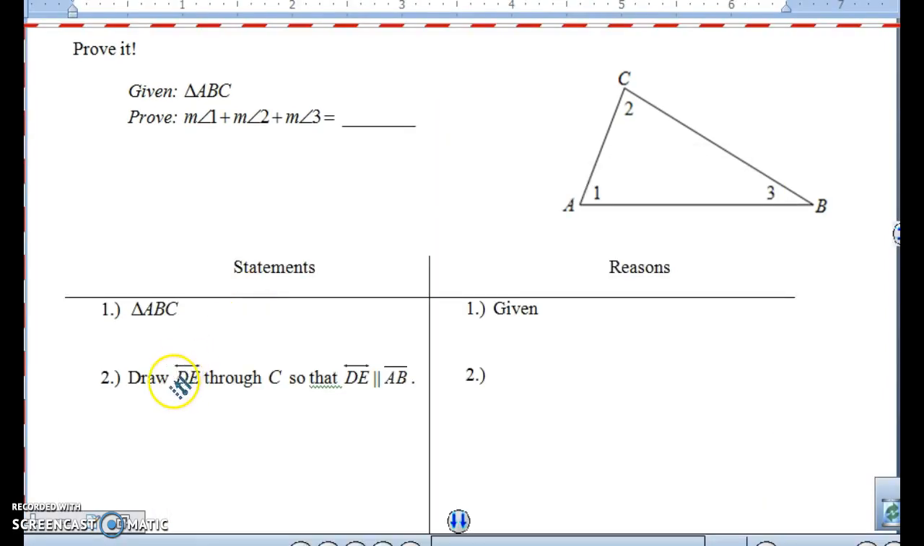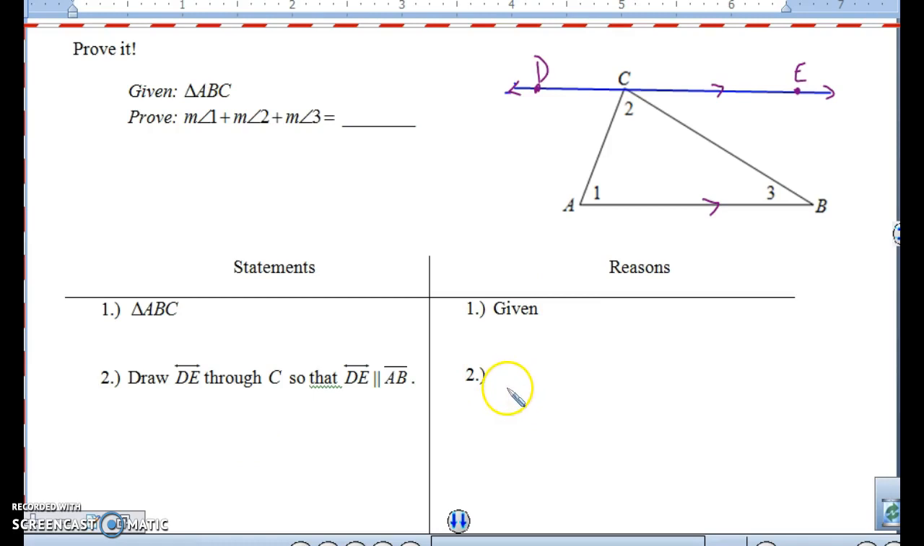So I'm going to draw DE through C so that DE is parallel to AB. So I'm going to draw myself an auxiliary line through C, if I can draw it straight here. Here we go. Now, I'm going to draw that line. I'm going to call it DE. So here's D, and here's E. And so I'm drawing it so that it's parallel to AB. Now, why can I do that?